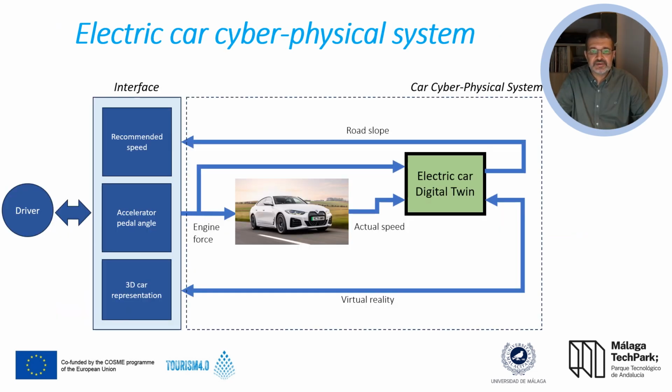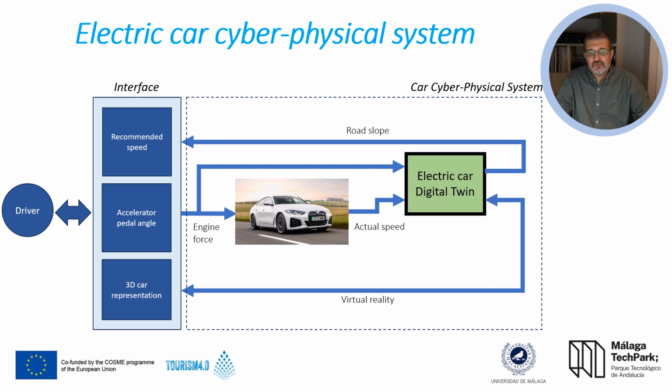By considering the detailed twin of the car that I explained to you in the previous slides, this is the structure of the cyber physical system of the electric car. The digital twin is in the green box, and in the middle of the slide is the real car. When the driver commands a pedal angle, the engine produces a force, and this force produces the actual speed of the car.